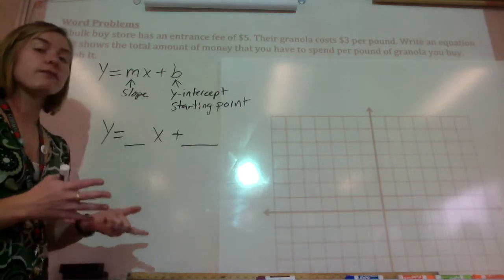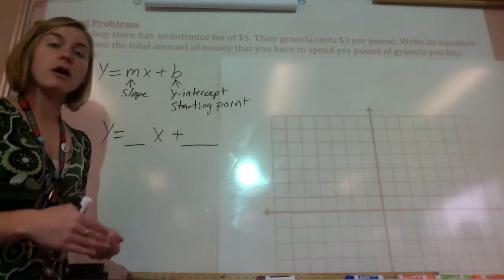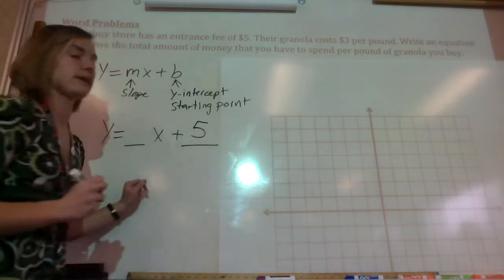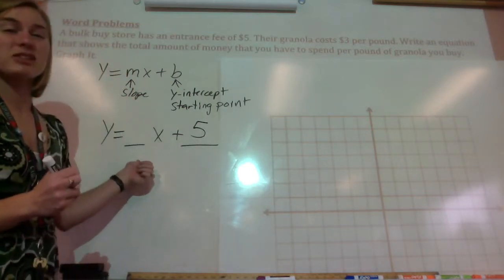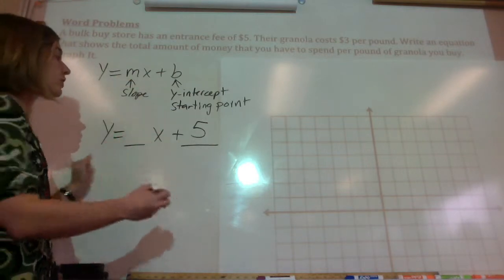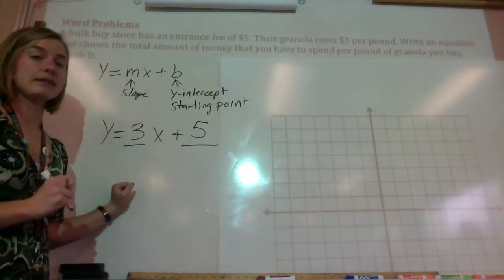There's an entrance fee of $5. That sounds a lot like a starting point. Right off the bat, you walk in the door, you have to pay $5. So that's our starting point. That's our y-intercept. Now, the cost of granola, that sounds like a slope. That's a rate. Because for every pound, I have to pay $3 more. So my rate is 3. So there's your equation. It's that simple.